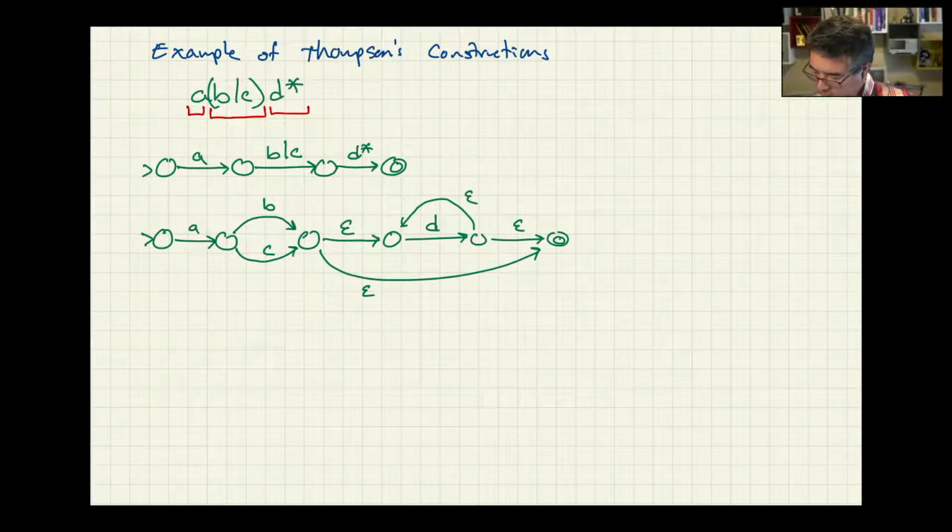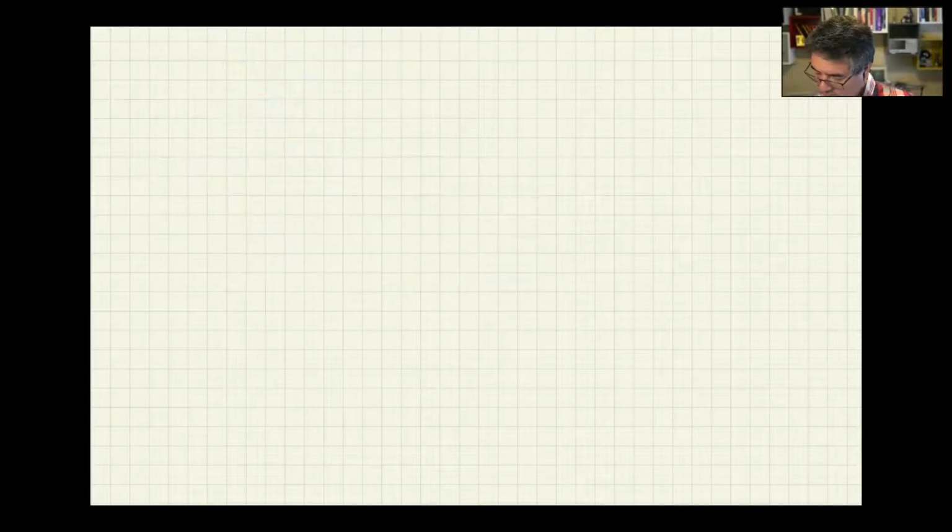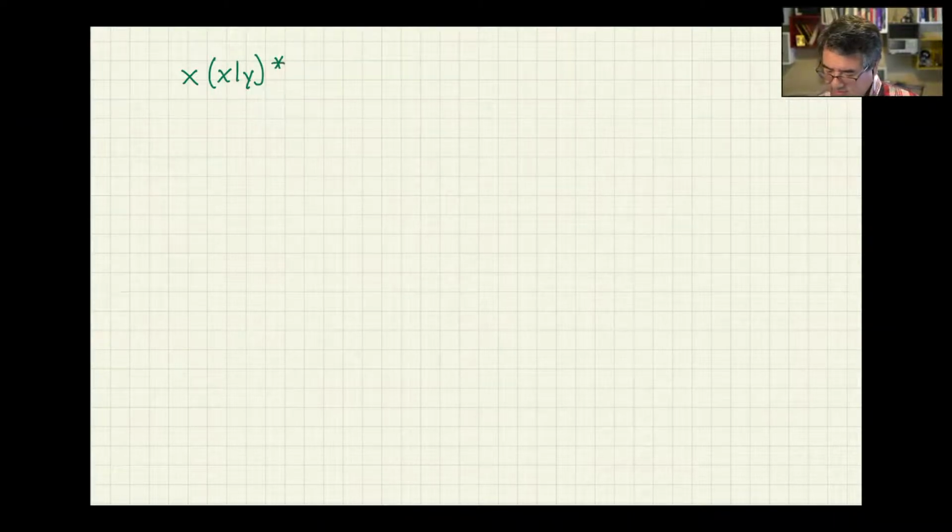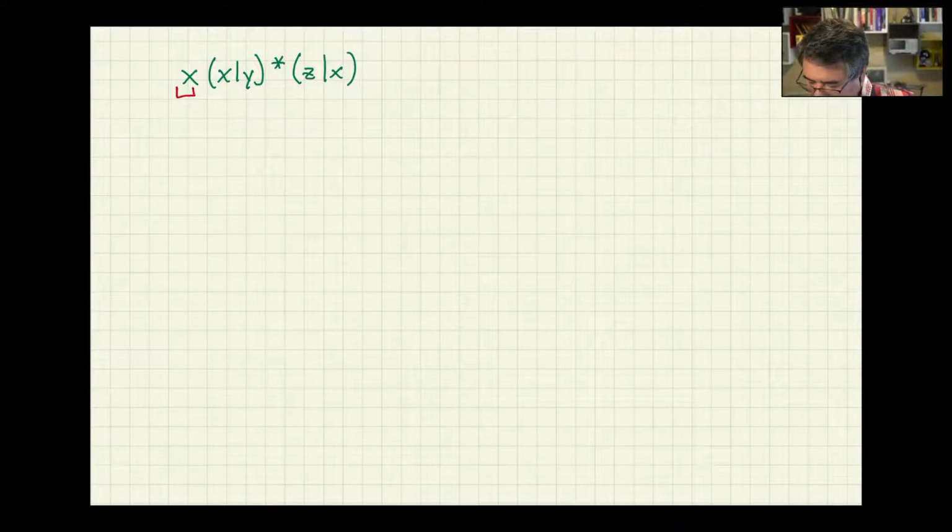Okay, let's do one more. I think I'll do, how about X, and then X or Y star, followed by Z or X. Okay, again, I see three things sequenced up.